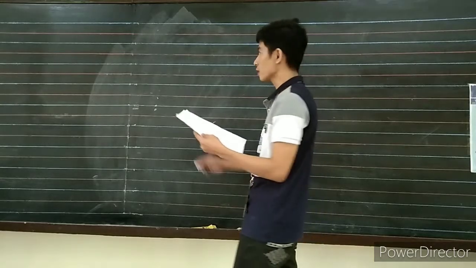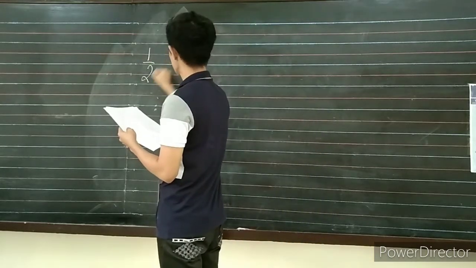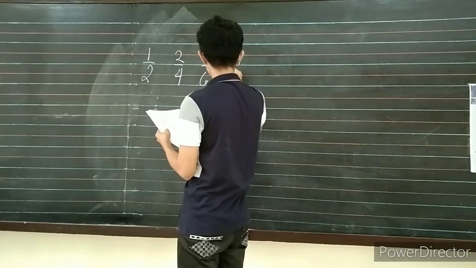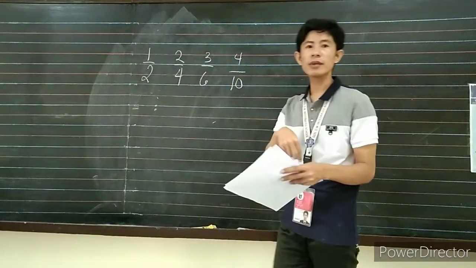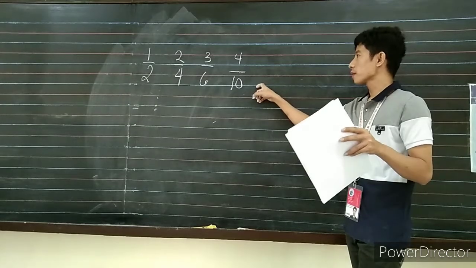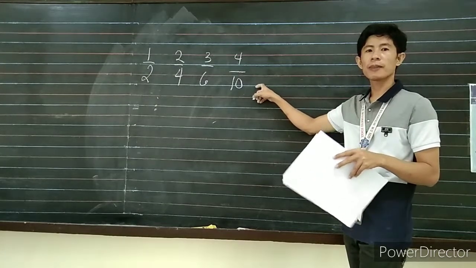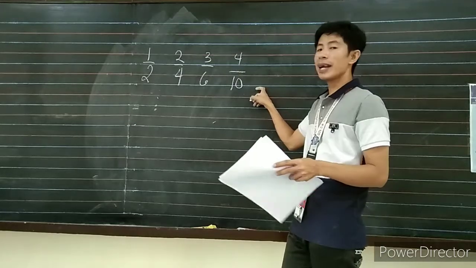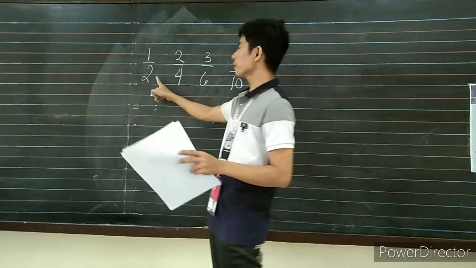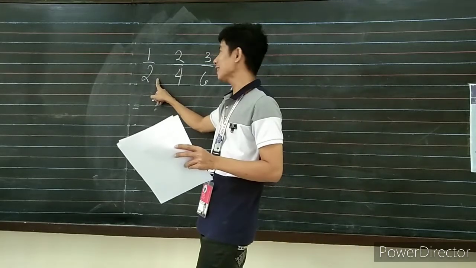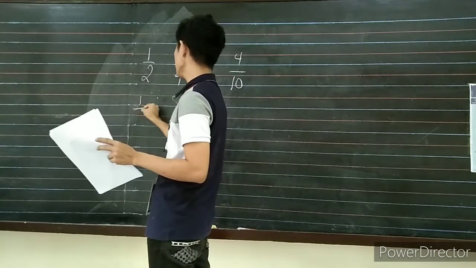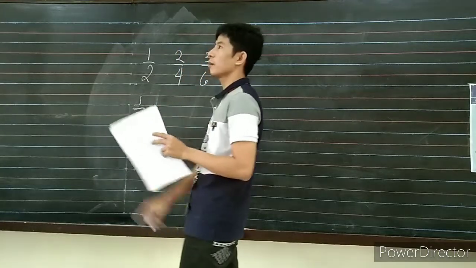I have here the fractions 1/2, 2/4, 3/6, and 4/10. Among the four fractions, which do you think is of different value? We can find it by simplifying those fractions. The first fraction is 1/2 and it is written in its simplified form, so there is no need to simplify given number 1.